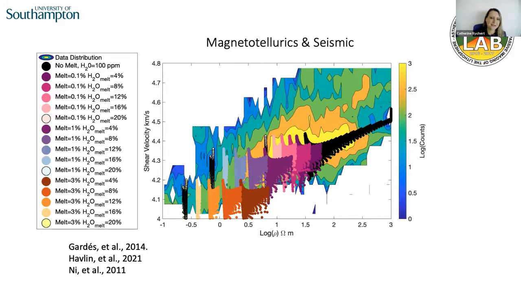And so now we can actually put some contours to say where it's most likely that the melt is, how much there is, and how much hydration there is. This is our work in progress, and something to look forward to in the future.